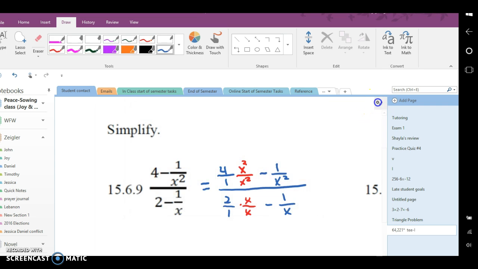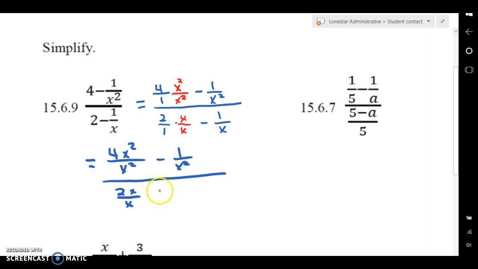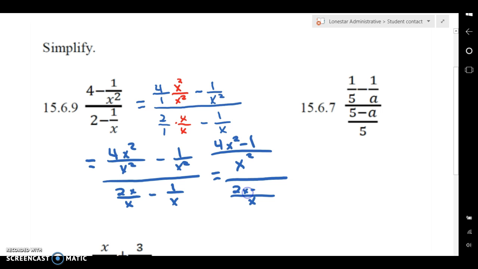We can rewrite this by multiplying the fractions together. We get 4x squared over x squared minus 1 over x squared. So we now have the same denominator. And in the denominator, we have 2x over x minus 1 over x. Again, the same denominator. So when we have the same denominator, we can keep the denominator the same and combine the numerators: 4x squared minus 1. In the denominator, we keep the denominator the same and combine the numerators: 2x minus 1.